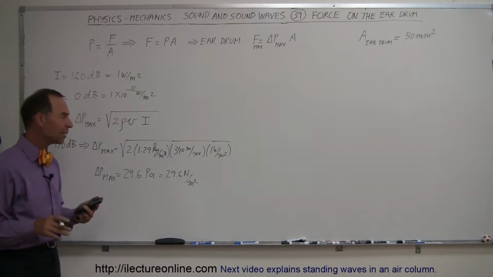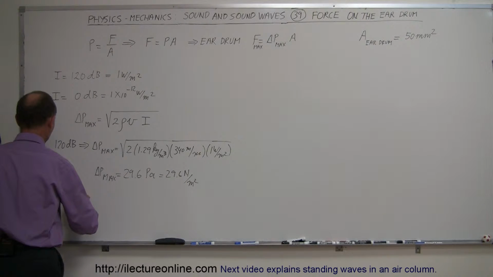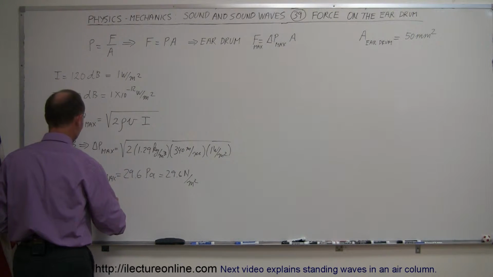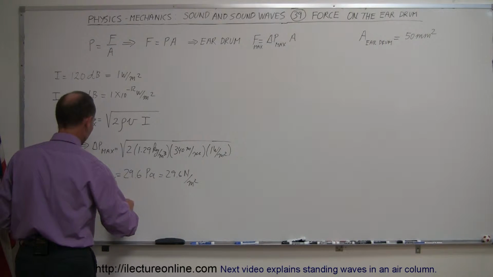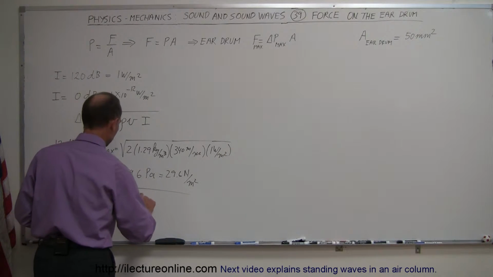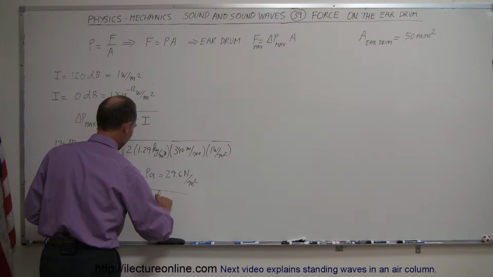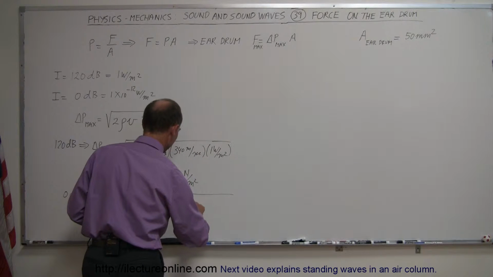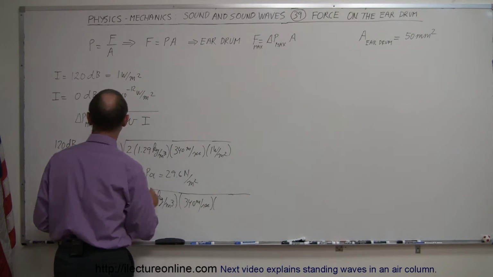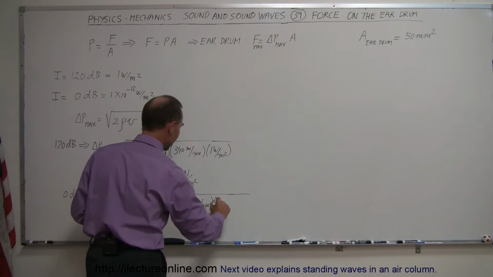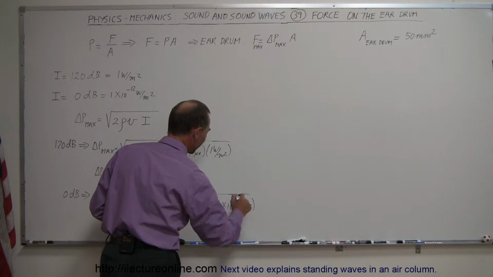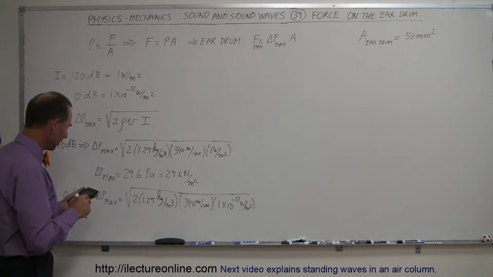Now we're going to do the same for 0 decibels, which is the very faintest sound that the human hearing can hear. And so there we have the delta pressure max, which is equal to the square root of 2 times 1.29 kilograms per cubic meter times the velocity of 340 meters per second. And finally, the intensity, of course, for 0 decibels is 1 times 10 to the minus 12 watts per square meter. So that's going to give us a much smaller pressure difference. Let's find out what that is equal to.